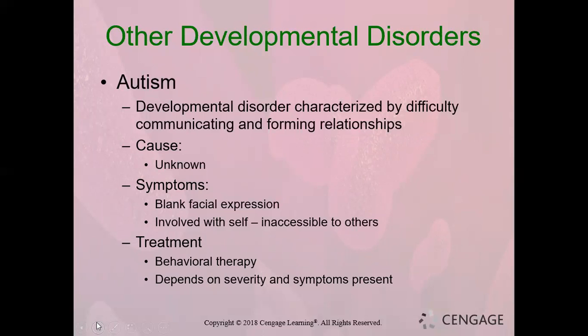So this is a developmental disorder characterized by difficulty communicating and forming relationships. They don't know why. There are some people who still think that it's linked to vaccinations, even though the gentleman who wrote that initial paper recanted that. But these kiddos will sometimes have a blank facial expression. They're going to be more involved with themselves, inaccessible to others, and there is treatment.